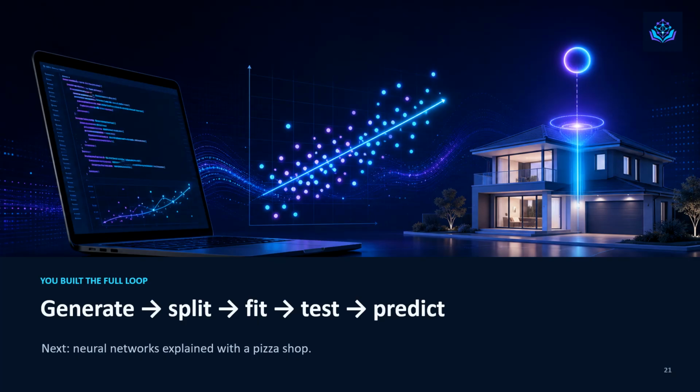You now have a complete beginner regression project. Generate the data, train the model, read the error metrics, inspect the results file, and change the new house features to test your understanding. The code and sample data are included with this video. In the next lesson, we will explain neural networks using a pizza shop, then connect that analogy to how weights and corrections work.